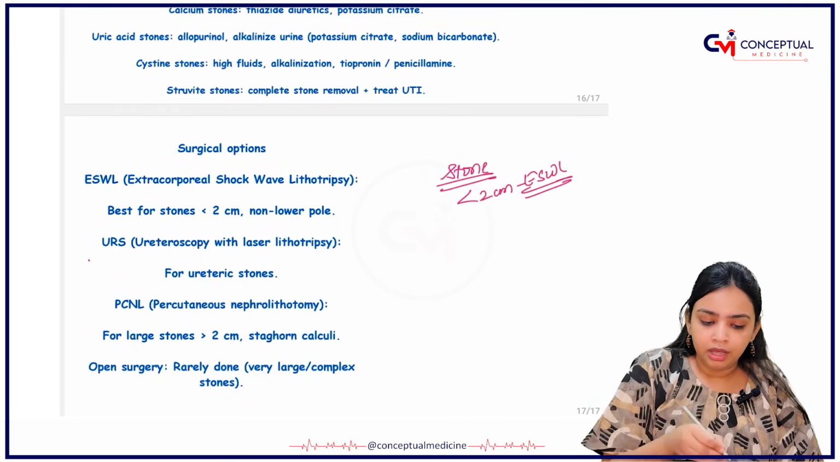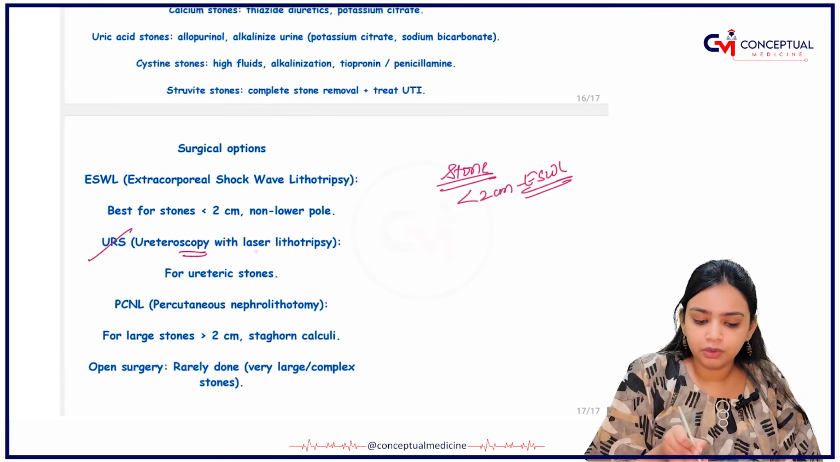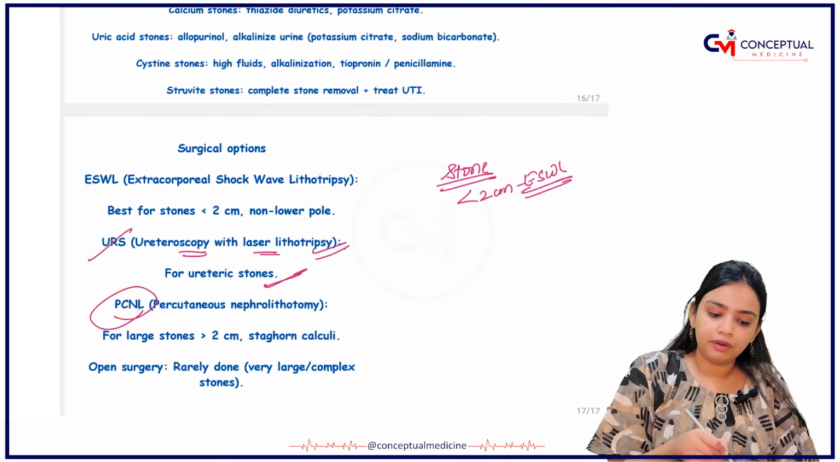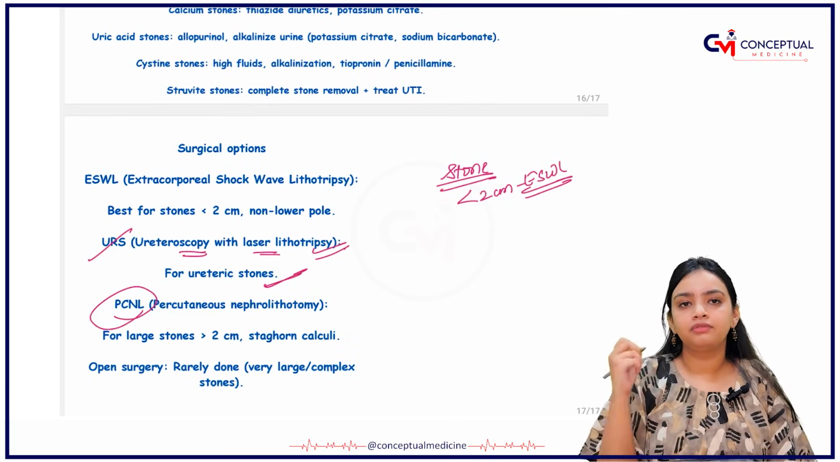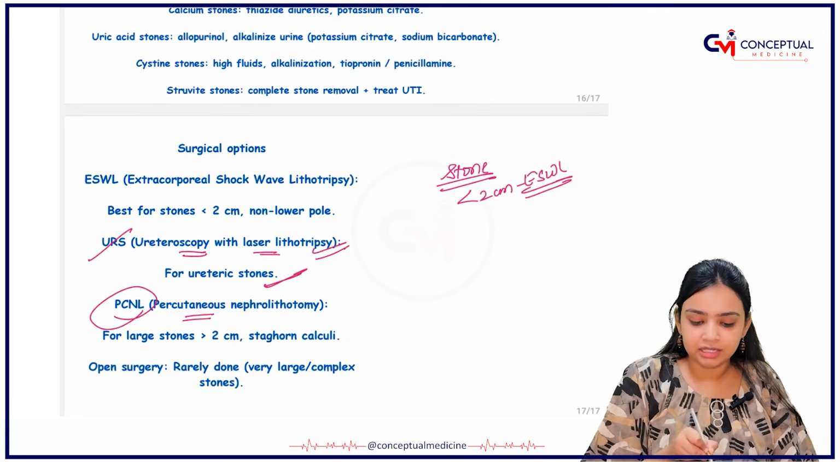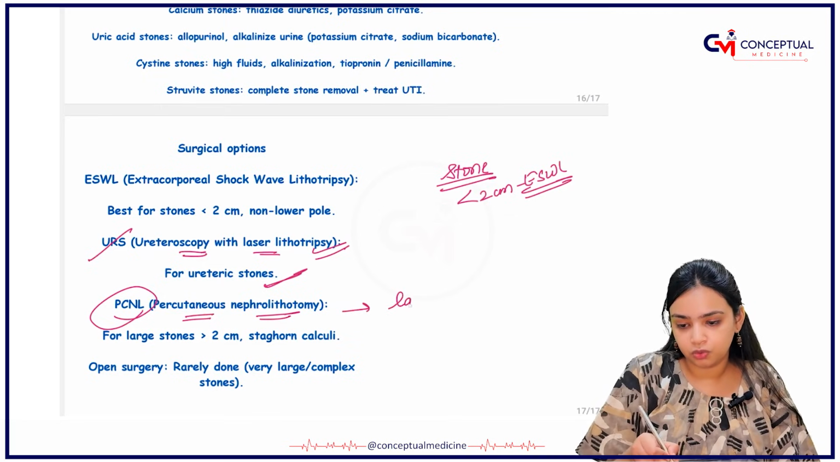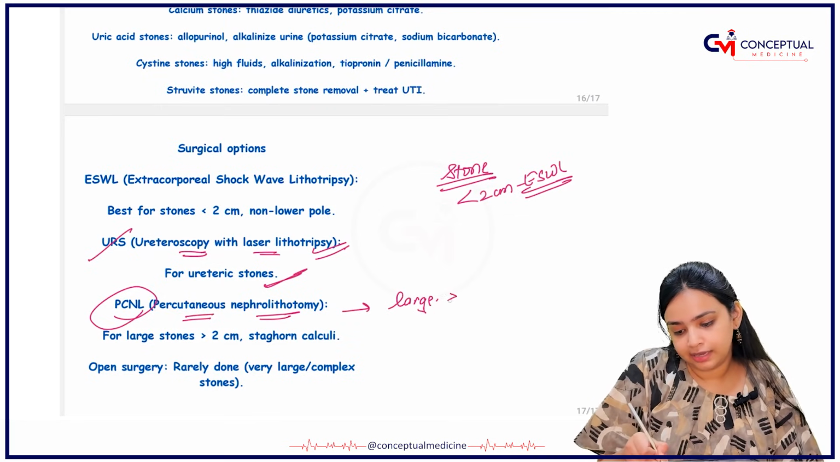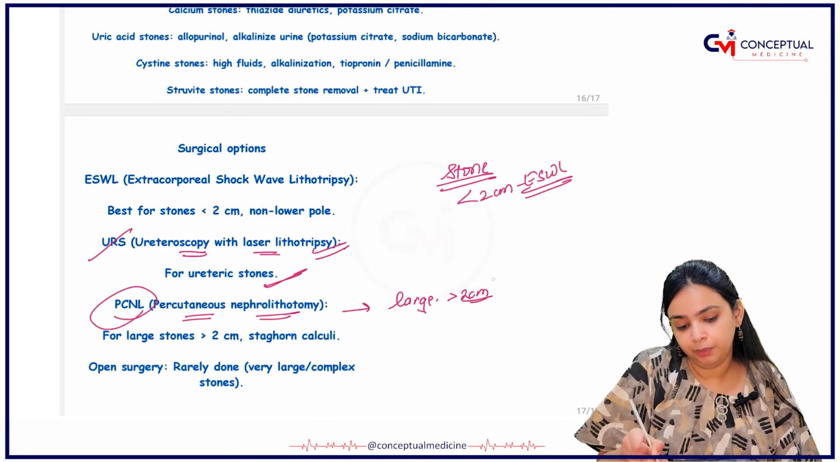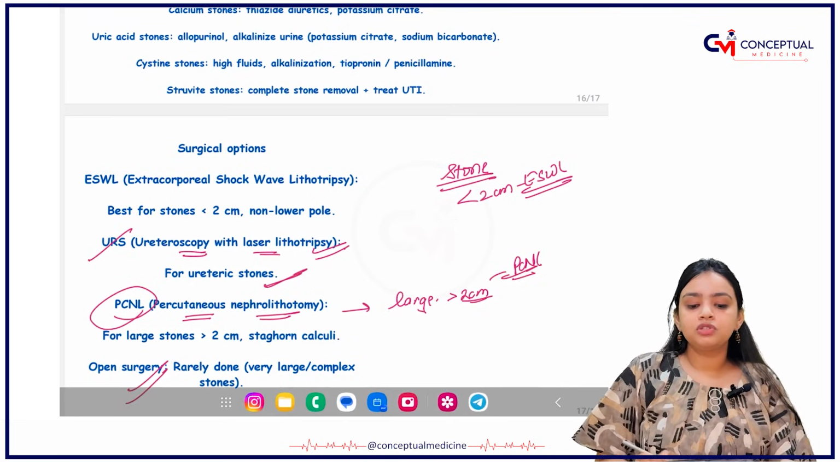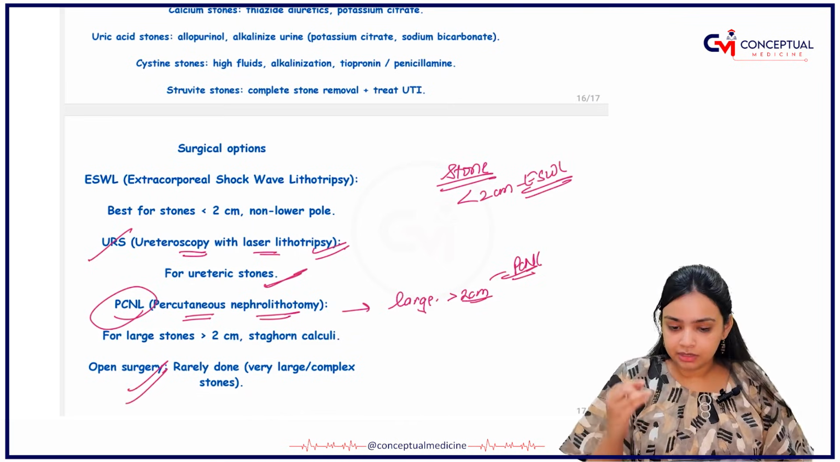Okay. Then you have something called the ureteroscope with laser lithotripsy. For ureteric stone, you can also have the PCNL. What is PCNL? That is percutaneous nephrolithotripsy. If the stones are larger than 2 centimeter, then we do the PCNL. Then we have the open surgery. It is rarely done, right?